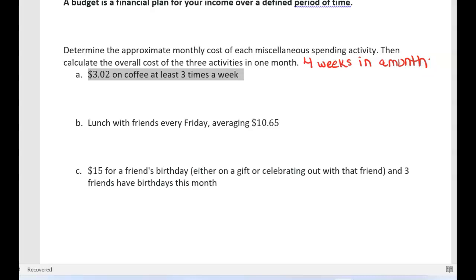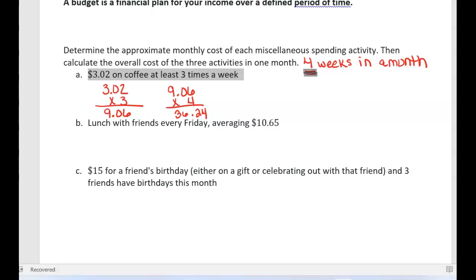We are going to spend $3.02 on coffee at least 3 times a week. So, how much would this cost me in a month? Well, if we're spending $3.02 on coffee at least 3 times a week, that means each week we are spending $9.06 on coffee. So, how much would that be a month? Again, if we're assuming that there are 4 weeks in a month, we are going to have our $9.06 times 4 weeks. And that's going to give me $36.24 every month that I'm spending on coffee.